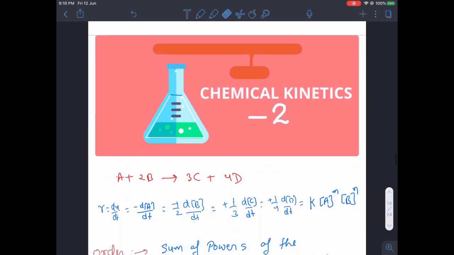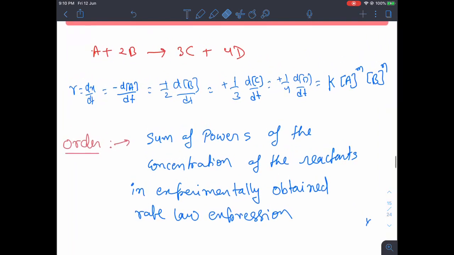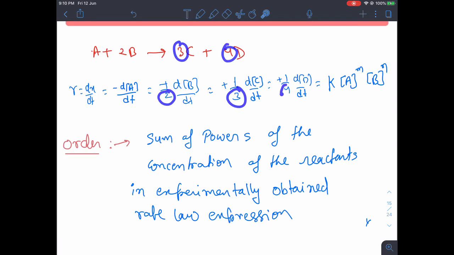So guys, in the previous video lecture, I taught you how to write the differential rate law expression and what are m and n in that particular rate expression. Now if you can see here A, B, C and D, R is equal to dx by dt, that is equal to minus dA by dt, whose stoichiometry is 1. So here nothing is there. Now if it is 2, we are dividing with 2. If it is 3, we are dividing with 3. 4, we are dividing with 4.